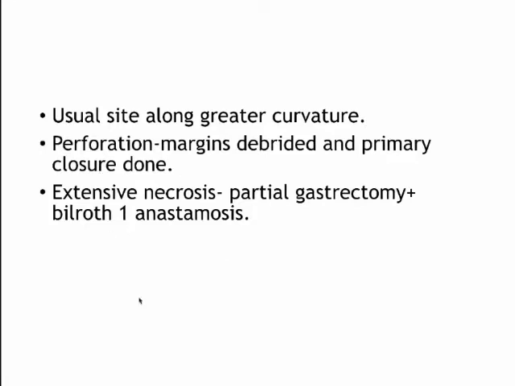Whenever there is ulceration or perforation, we need to freshen the margins of the perforation and debride it. And once you get a healthy margin, a primary closure can be attempted. In case of extensive necrosis of the stomach, in case of delayed presentation, sometimes a child might require a partial gastrectomy. And in that case, you can always go ahead with a Billroth 1 anastomosis. In that case, the stomach wall is directly anastomosed to the duodenum. That is Billroth 1 anastomosis.